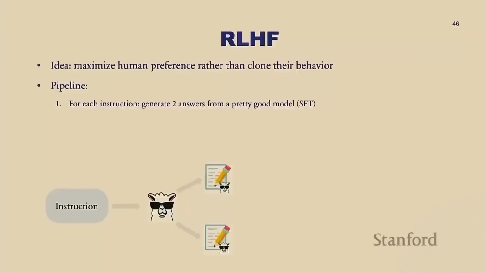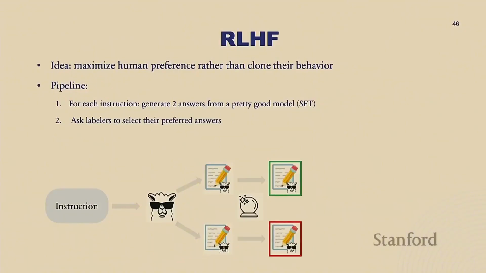And the way we're going to do that, the pipeline, is that for every instruction, you're going to ask a model to generate 2 answers. And you usually use a pretty good model, so you usually don't use a raw LLM here, you use an already fine-tuned LLM to give pretty good answers.